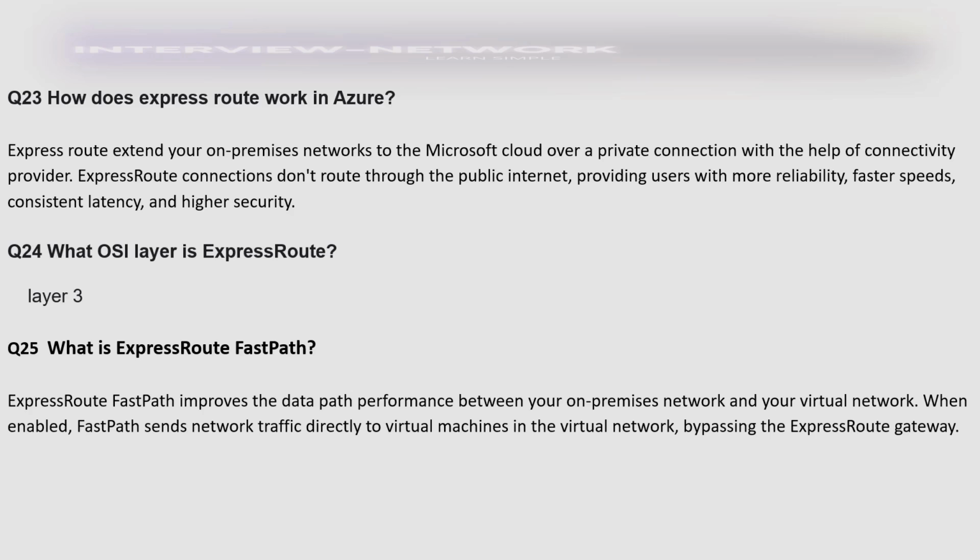What is ExpressRoute Fast Path? ExpressRoute Fast Path improves the data path performance between your on-premises network and your virtual network. When enabled, Fast Path sends network traffic directly to the virtual machine in the virtual network, bypassing the ExpressRoute gateway.